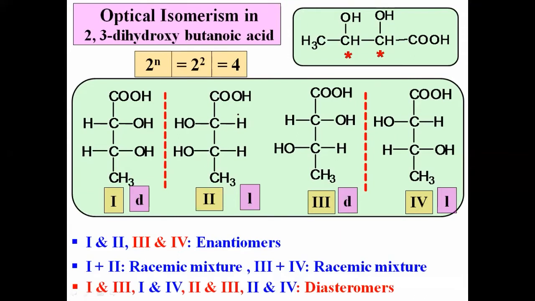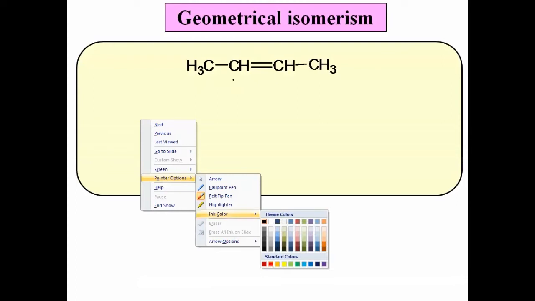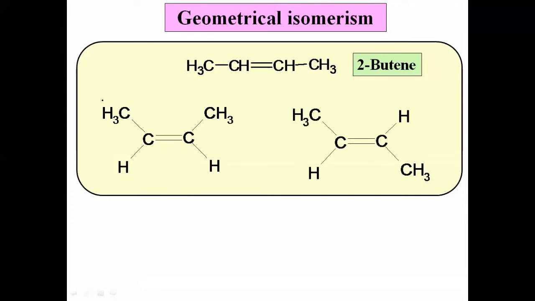Okay, this is just about the optical isomerism in some selected organic compounds. Now, geometrical isomerism. Let us take the example of the same compound I took in the introduction, CH3, then CH double bond CH, CH3. That compound is 2-butene. That compound has two possible stereoisomers. Suppose this is the first one and this is the second one. What is the difference between the two? In the first case, the two methyl groups are present on the same side of the double bond, while in the second stereoisomer, the two methyl groups are present on the opposite side of the double bond.